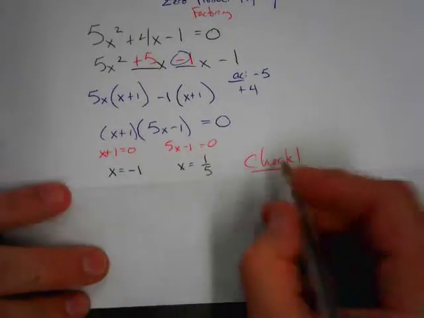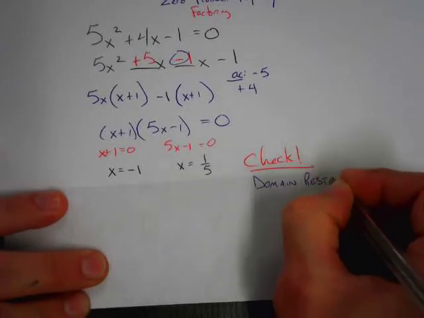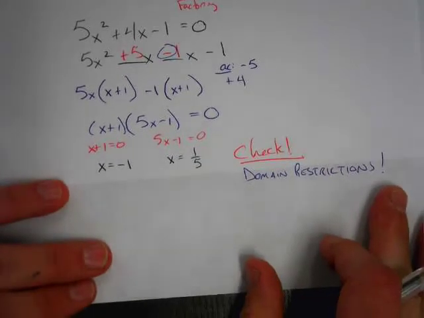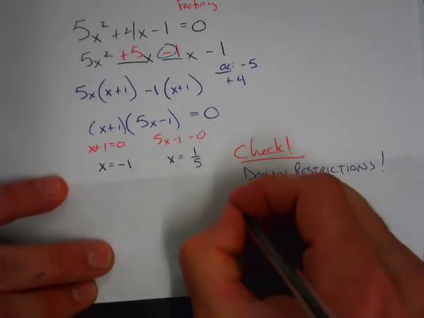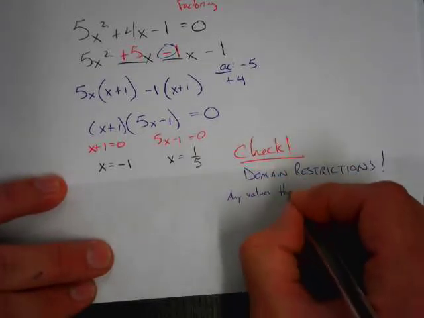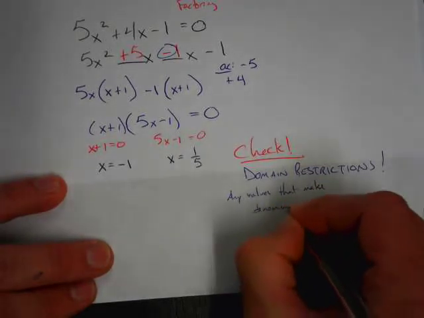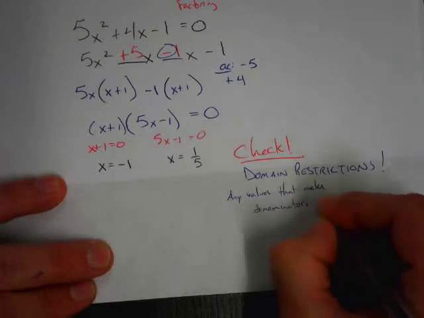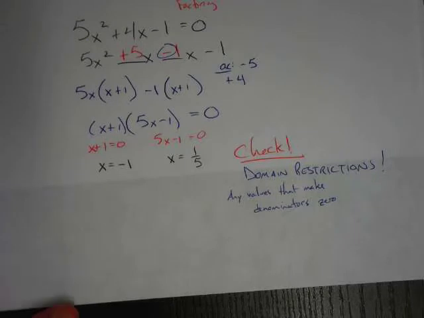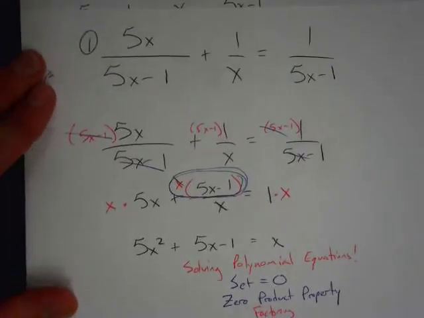And what do we check for? We check for domain restrictions. And what are domain restrictions? Any values that make denominators 0. Any values that make denominators 0 cannot occur. And it's any denominator, by the way, so it doesn't matter where the denominator occurs. So what we do now is go right back to the very beginning and start looking for domain restrictions.